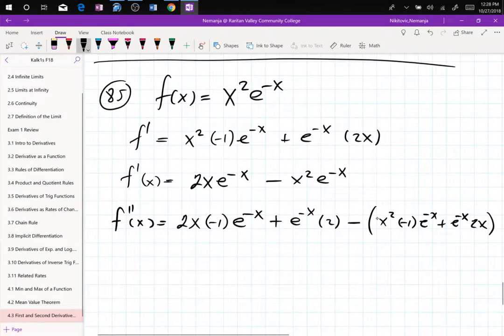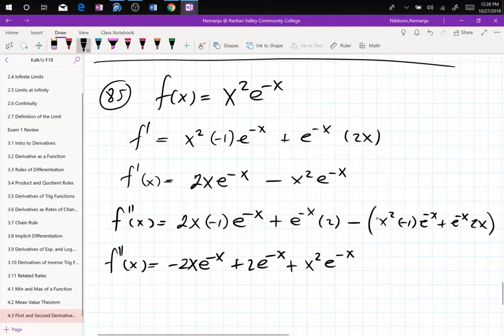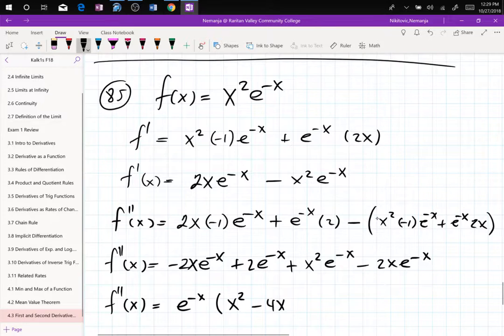So now what do I have? I have f double prime of x is equal to negative 2x e to the negative x plus 2e to the negative x. Minus and minus gives me plus x squared e to the negative x. And then minus 2x e to the negative x. These first and last terms are the same, so we can add those. And then we see that we can kick out e to the negative x. That's common for all. And what's left inside is x squared minus 4x plus 2.